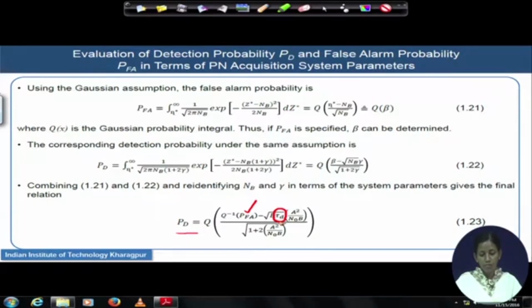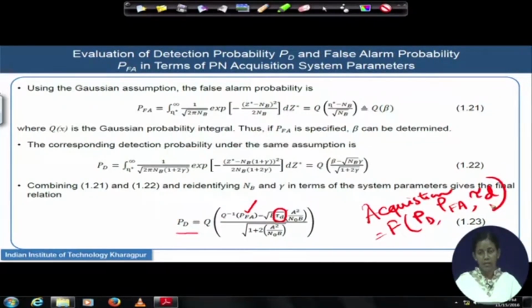So, even if I am giving you the detection probability and false alarm probability, and it is a function of dwell time, and then again the acquisition time is also a function of your probability of detection, probability of false alarm, as well as the dwell time tau d, then you cannot easily, even if you know the detection probability and false alarm probability, arbitrarily choose the dwell time so that the mean acquisition time is achieved, because if you arbitrarily choose the dwell time, definitely the PD value will be changing. If PD value changes, then the acquisition time will be something else.